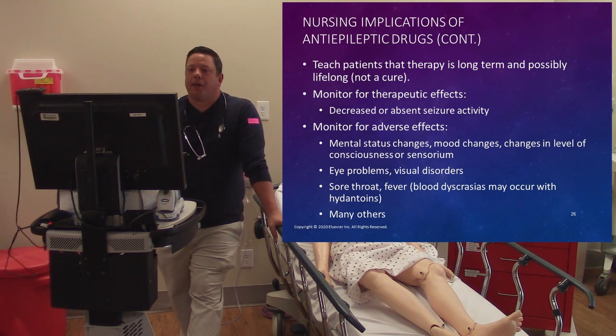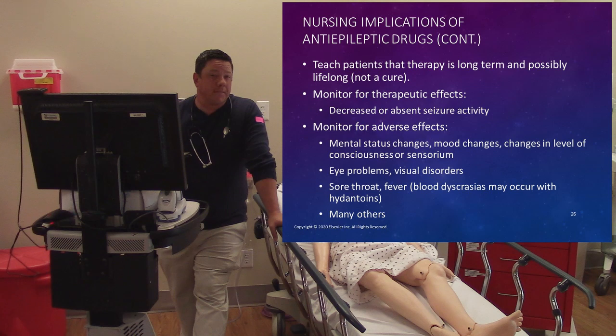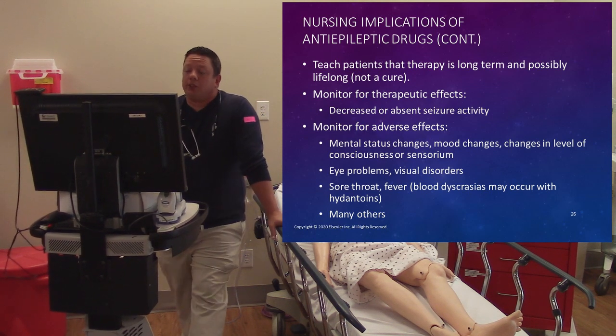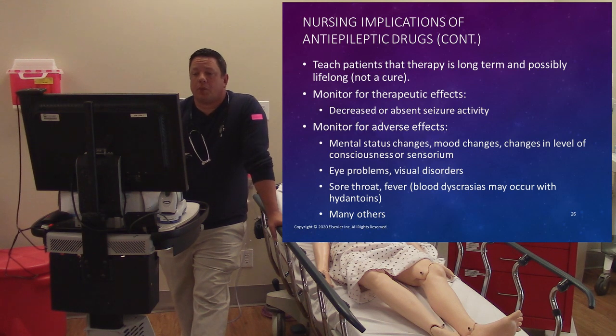Monitor for adverse effects, which are going to be mental status changes, mood changes, because we know PHENYTOIN or DILANTIN has a black box warning for high risk for what? Suicidal thoughts, ideation, actions, blah, blah. Changes in level of consciousness or sensorium, eye problems, visual disturbances, sore throat, fever. Blood dyscrasia may occur with PHENYTOIN or DILANTIN, which is kind of like thickening of your blood. That is all you need to know.